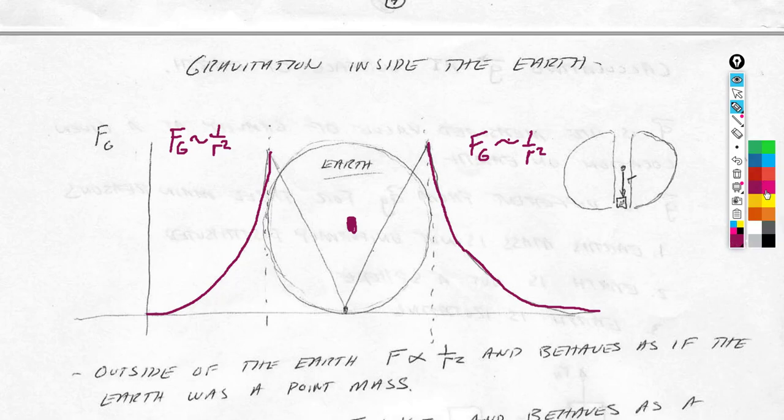Now, what happens when we go inside the Earth? When we go inside the Earth, the force of gravity becomes a linear function of r. So it decreases like this. At the center of the Earth, it goes to 0, and then it increases linearly again as you get away. This is exactly how a spring behaves. So if you got inside of the Earth, if you're a mass, and you drop that mass, what would happen is it would oscillate back and forth between the Earth, just like a spring.